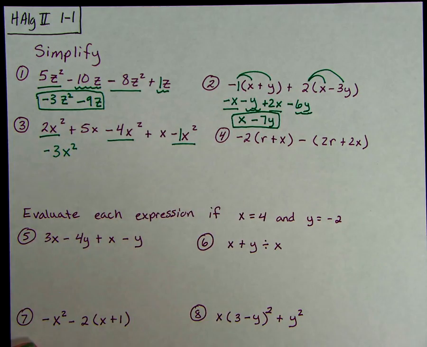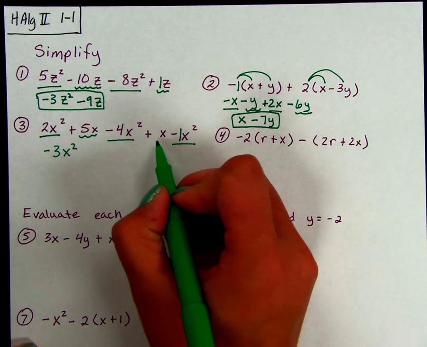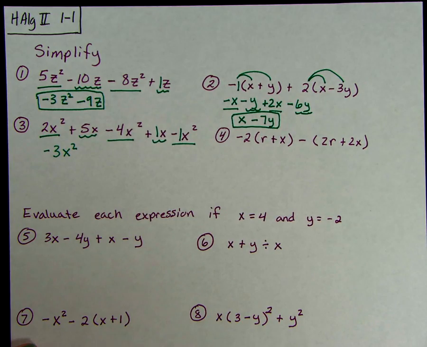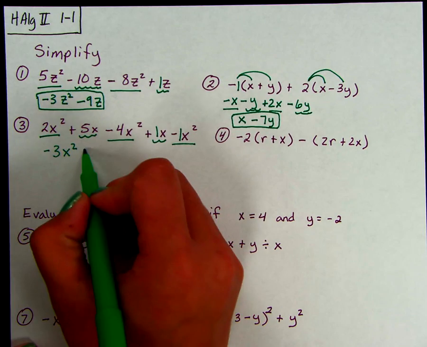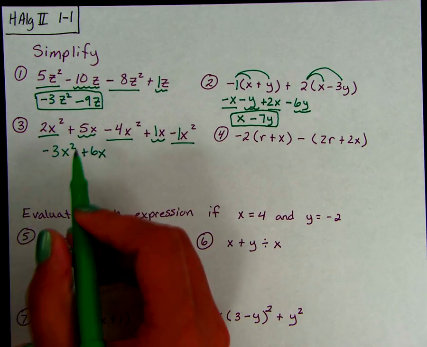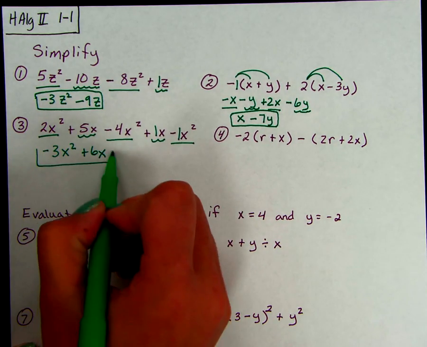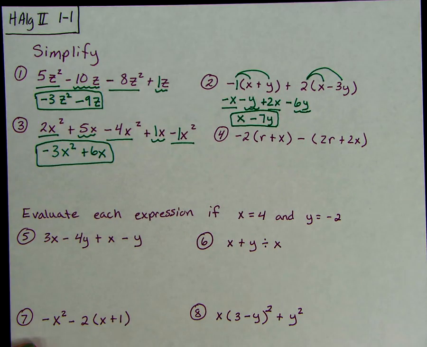And then now we want to combine our x's. So we have a 5x and again that 1x. So 5x plus 1x is 6x. And we can't combine those any further, so this is our final simplified answer.